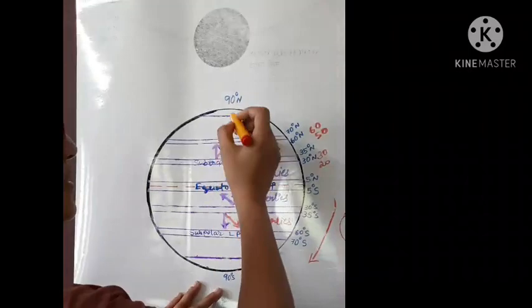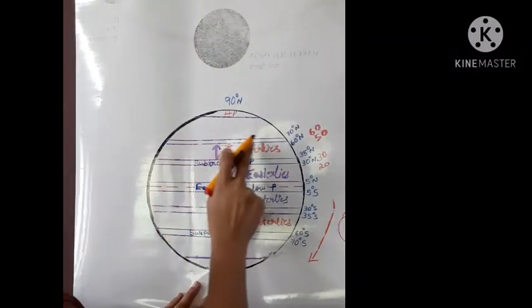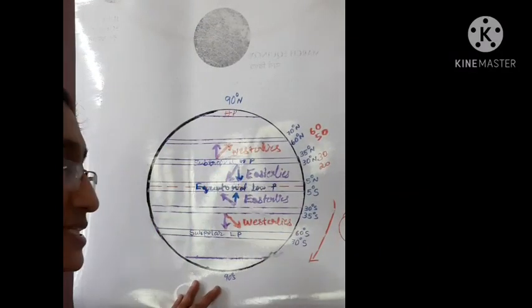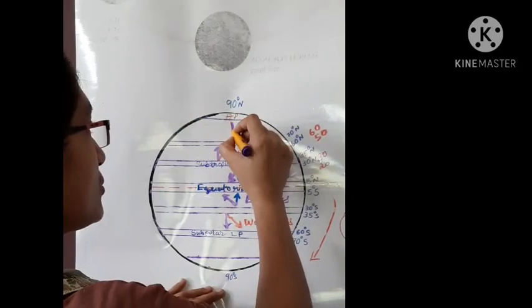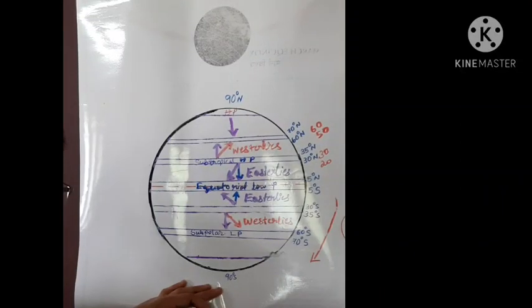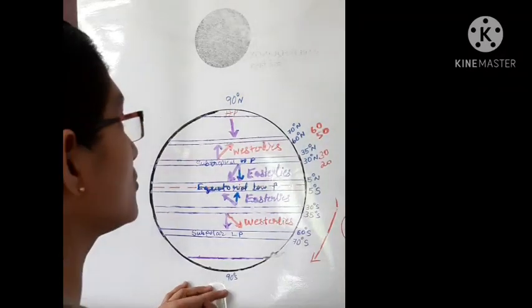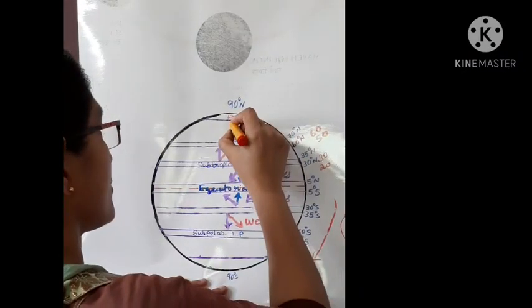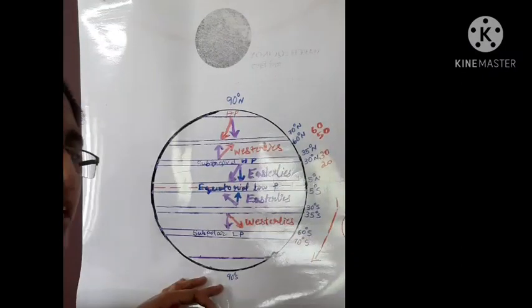Here is the polar high pressure belt, and here is the subpolar low pressure belt. From the high pressure belt, wind will move towards the south. But what happens? Rotation, the Coriolis force, deviates its original direction. So the wind starts to move from the east, from northeast towards the southwest direction.